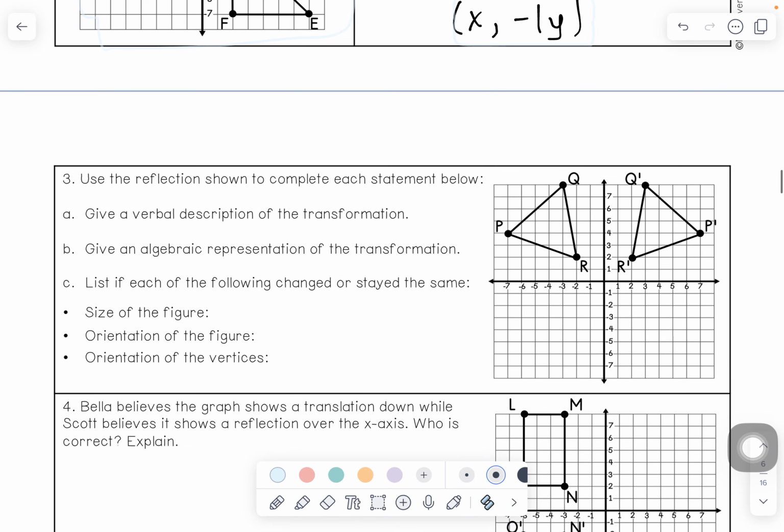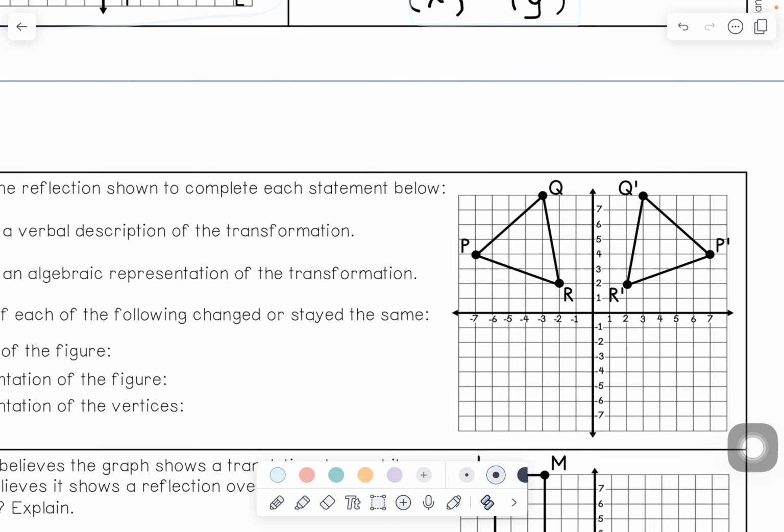List whether each of the following changed or stayed the same. The size of the figure: same.